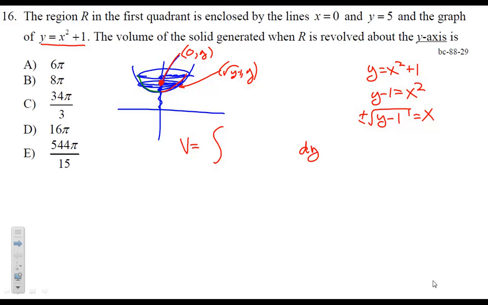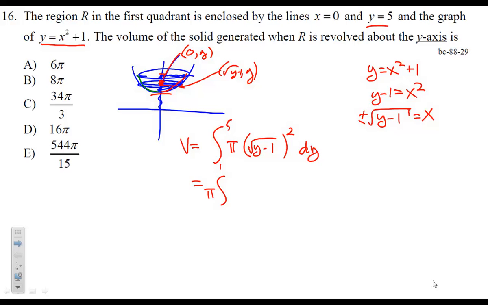So to write the integral expression that we want for volume, it's going to be the integral, it's going to be in dy, it's going to be pi r squared, and the r is this distance here, which is square root of y minus 1 minus 0, square root of y minus 1. And we're going to do this from the lowest y value, that happens when x is 0 and y is equal to 1, to the highest y value, and that happens at y equals 5. So there we have it.